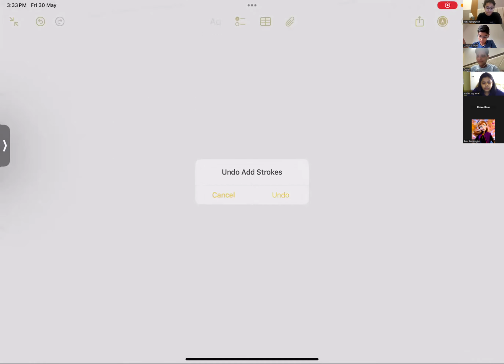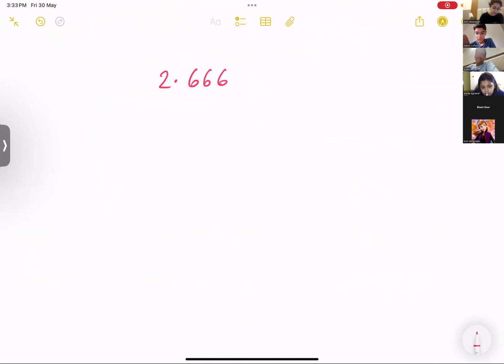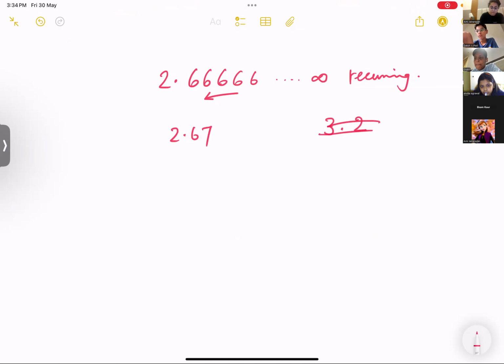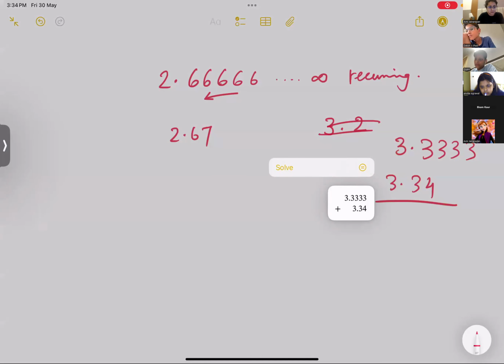A recurring decimal is when you are getting the same value even till infinity. This is known as a recurring decimal. And what they do, they round it off to 2.67. Now, if there is something like 3.3333, I think they write it as 3.34. They don't teach recurring decimals these days at school.